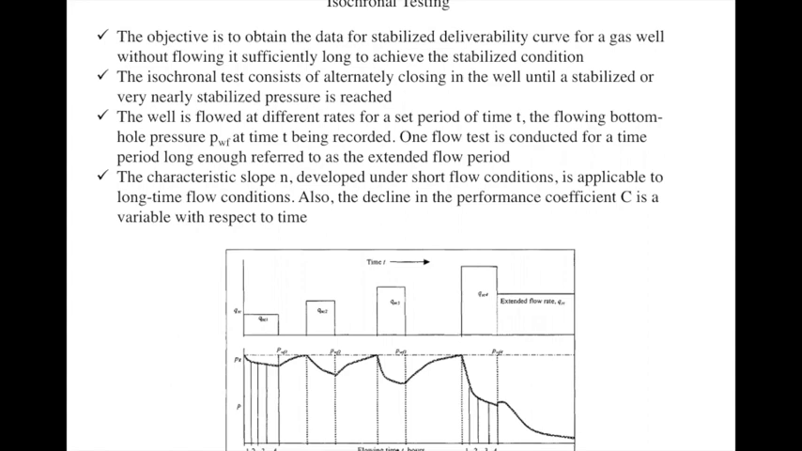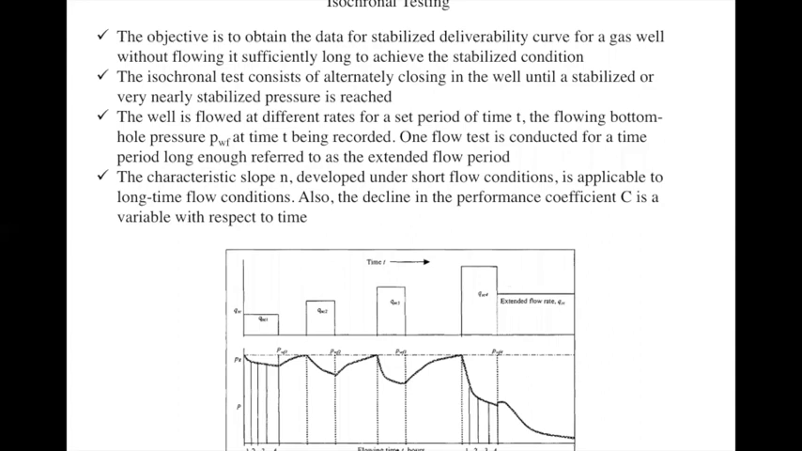So the well is flowed at different rates for a set period of time. The bottom hole pressure pwf at time t is being recorded. One flow test is conducted for a time period long enough, right? So the last test which is being performed, you can see in this graph, is performed for a long time so that the stabilized pressure is reached.